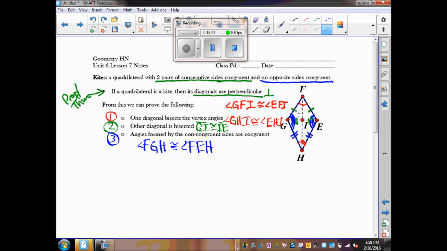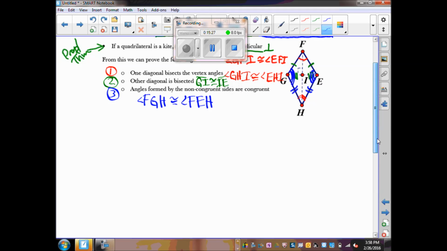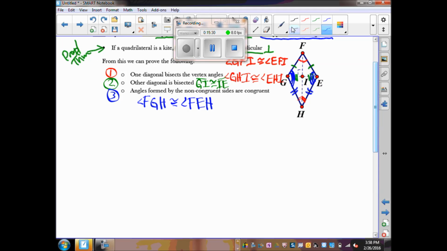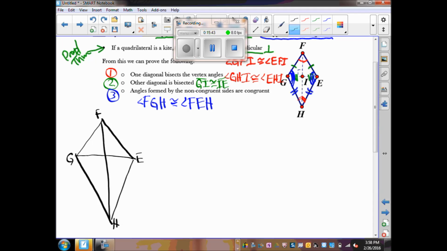Okay, so let's go ahead and break this down. It actually is pretty quick how we can accomplish all these. We're not going to do a formal proof here, but just look at how we can achieve this to be true. We've got our kite, and we've got F, G, E, H. I'm drawing my diagonals. This is I. What we do have is two pairs of consecutive sides congruent, so we have this information. And from that first property theorem, if the quadrilateral is a kite, then its diagonals are perpendicular. So I'm going to go and draw that.